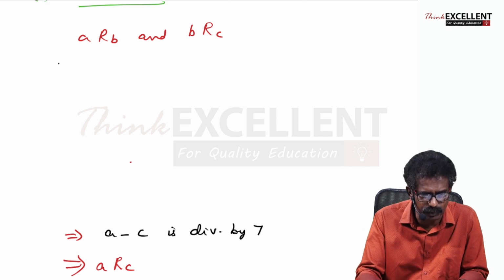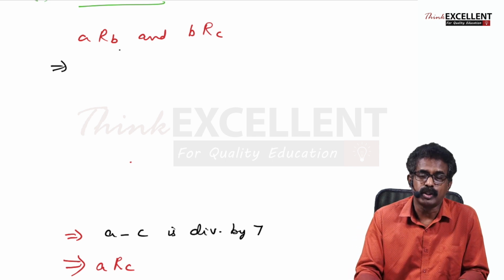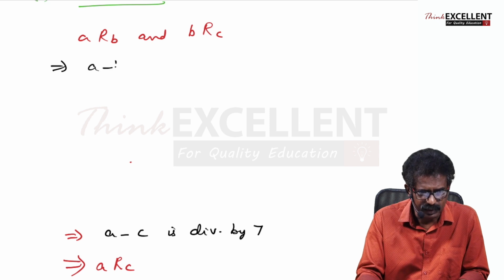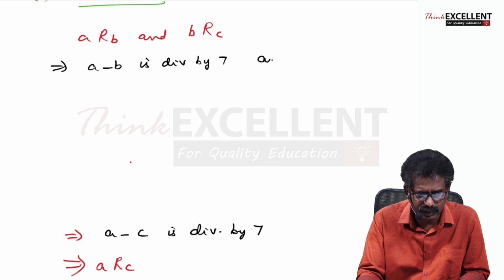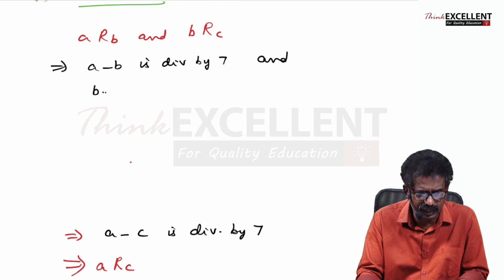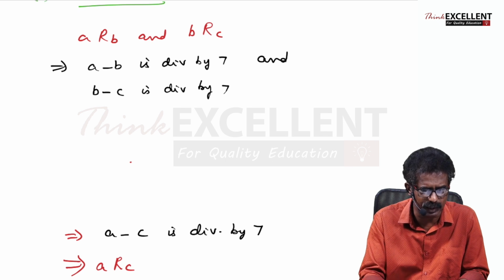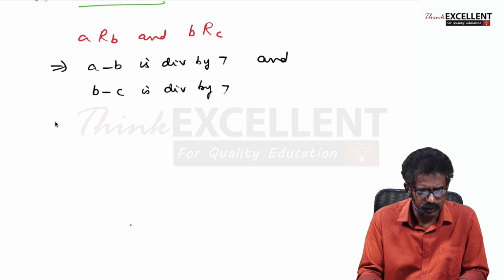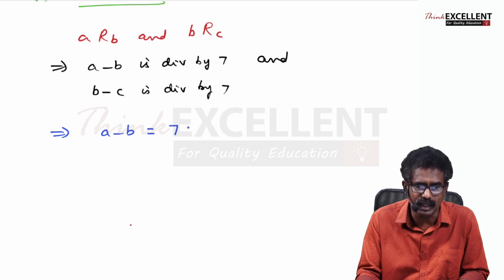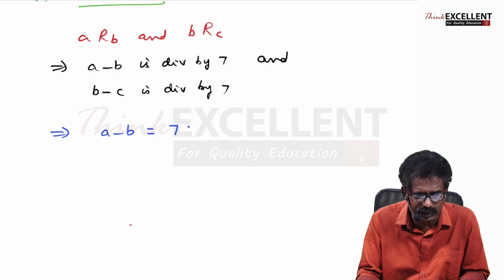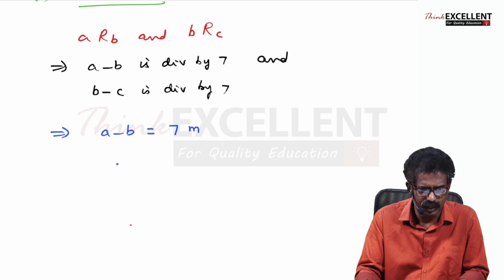Let us see how to do this. A is related to B. What's the meaning? The difference, A minus B, is divisible by 7. And B related to C means that difference, B minus C, is divisible by 7. Both together you are getting. Now please listen here. A minus B divisible by 7, so A minus B is equal to 7 into some integer. I am taking the integer as, say, M.